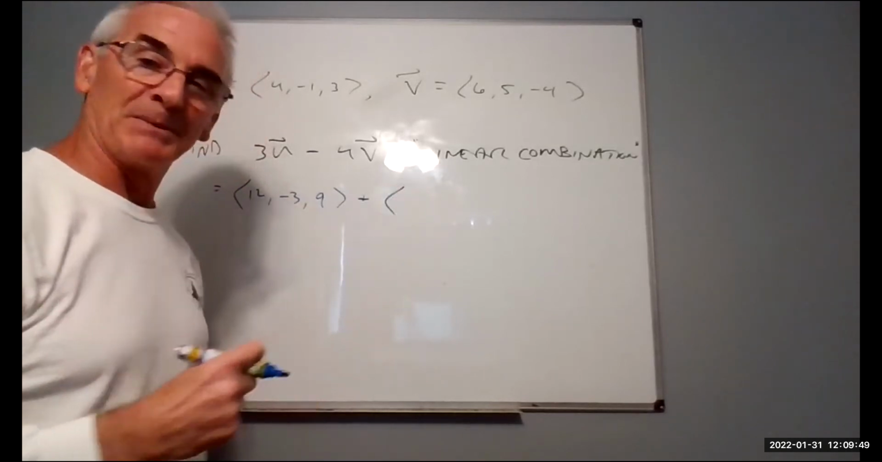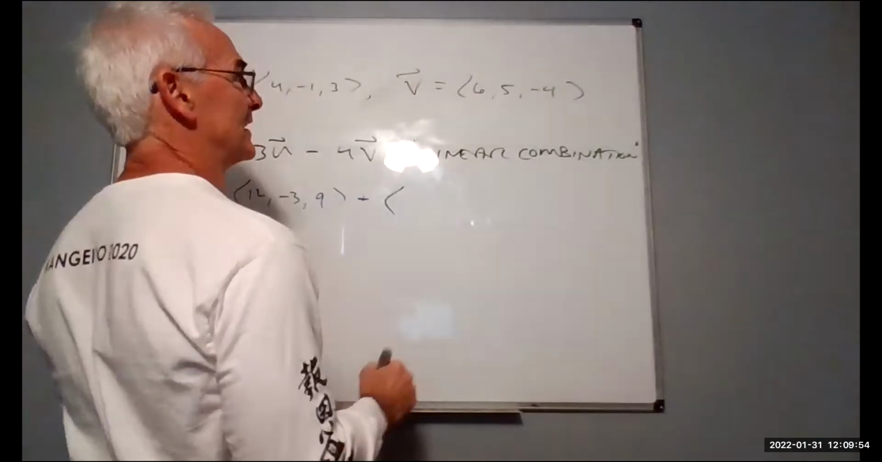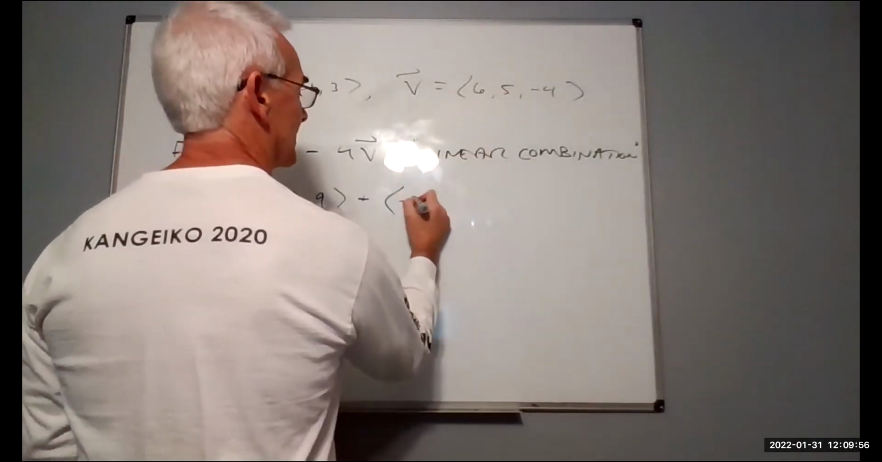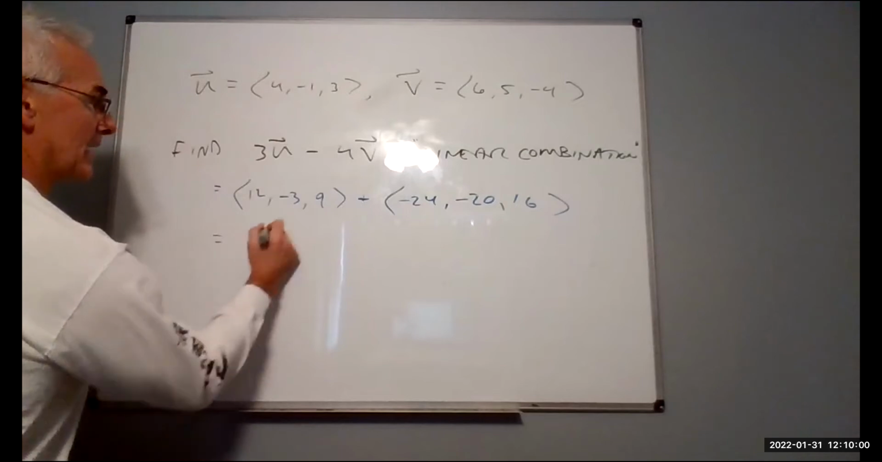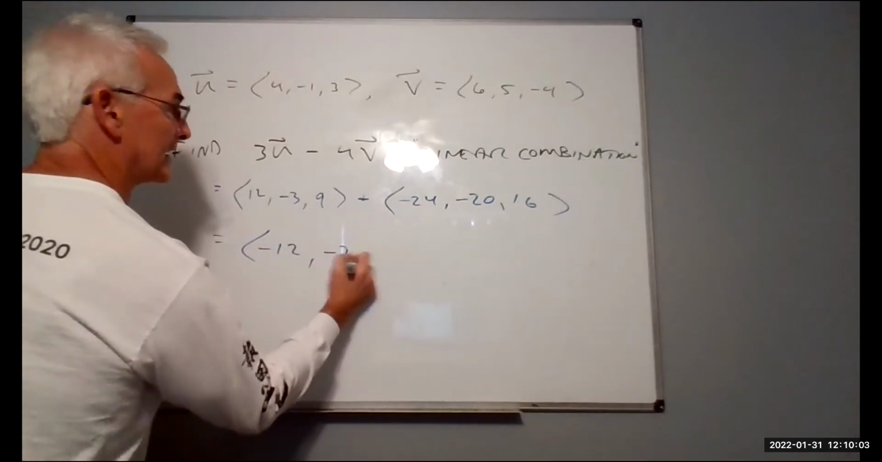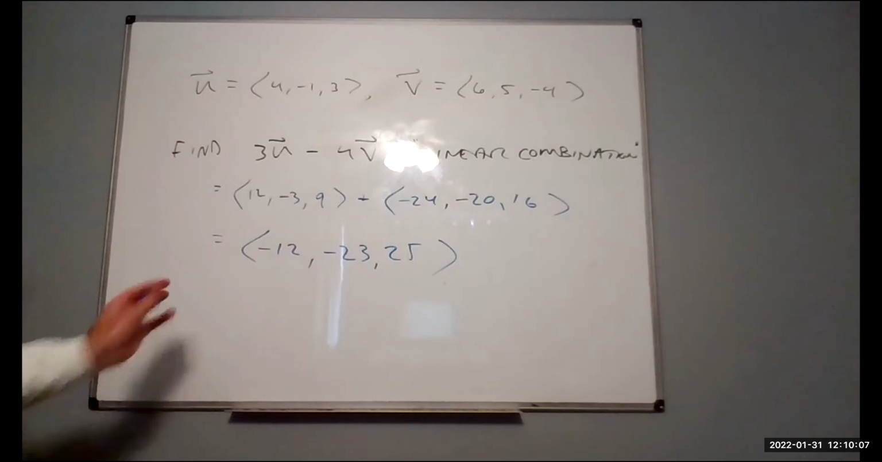I'm telling you from experience, when people subtract, they make mistakes. No, add -4 times v. So -4 times this would be -24, -20, +16, and then my result would be what? -12, -23, 25. That's it. It's a linear combination. Piece of cake.